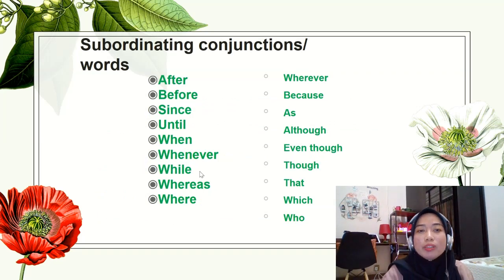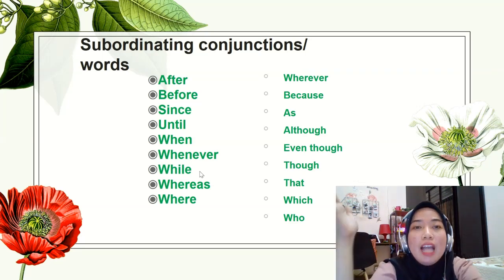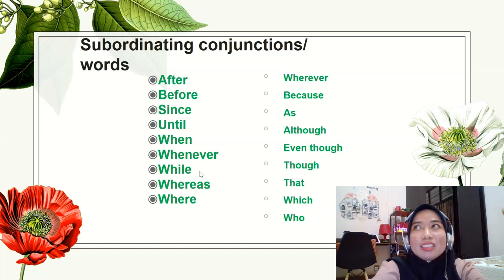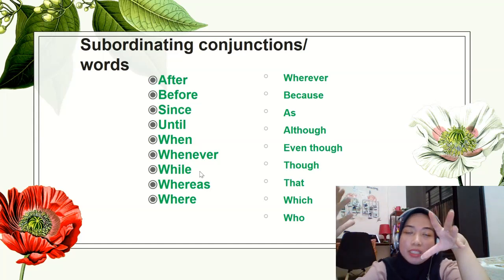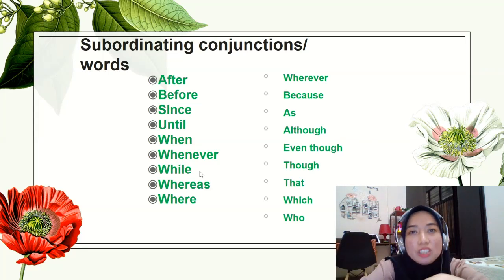Alright, so what are subordinate conjunctions? Subordinate conjunctions are words like after, before, since, until, when, whenever, why, whereas, where, whatever, because, as, although, even though, that, which, who. A lot, the list goes on and on. So these are some of the subordinate conjunctions that you guys can remember. Okay? So basically, if you can find subordinate conjunctions, most likely it is a complex sentence. Okay, and when it comes to a complex sentence, it needs a dependent and also independent clause together with the subordinate conjunction.